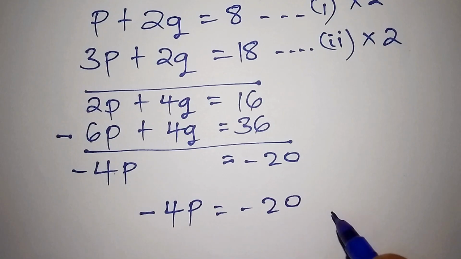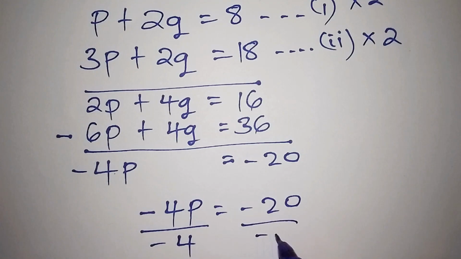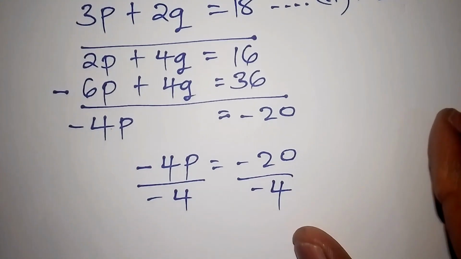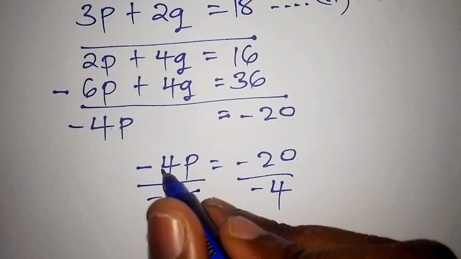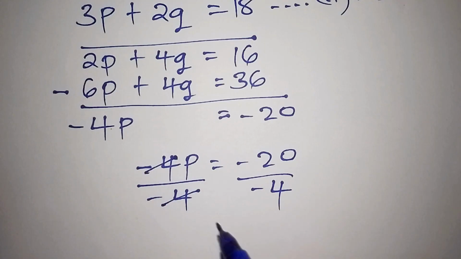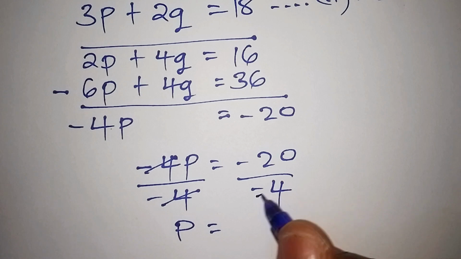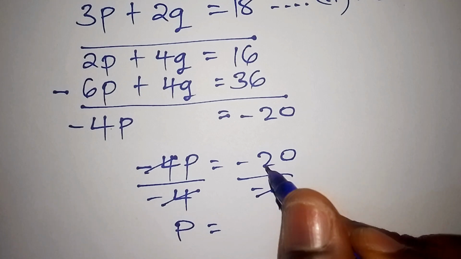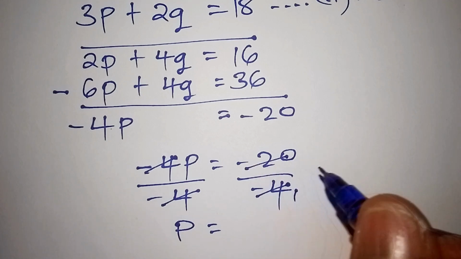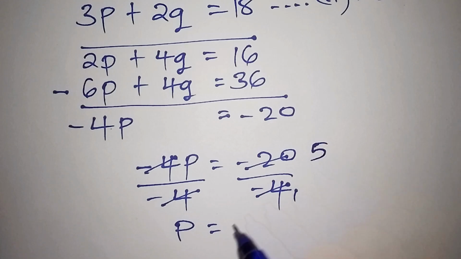So for us now to remain with P, let's now divide both sides by minus 4, then also this one by minus 4. So that now we shall have minus 4 cancel minus 4. So that now the value for P is equals to, so negative 4 goes here once, then negative 4 goes into minus 20, positive 5. So P is equals to 5.